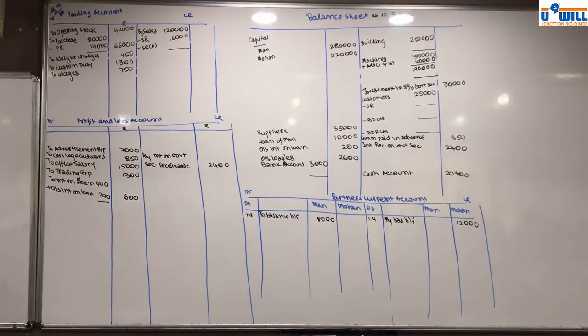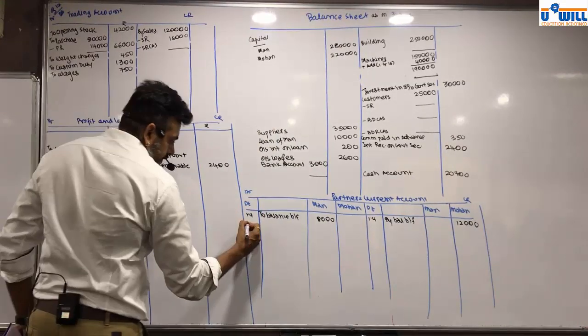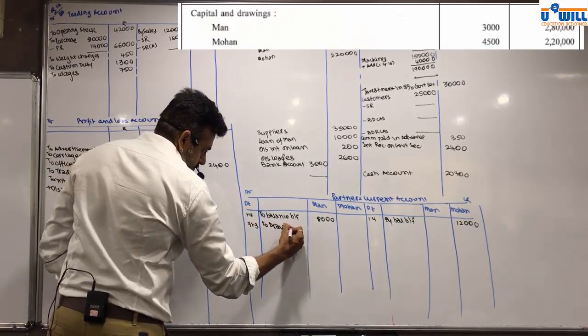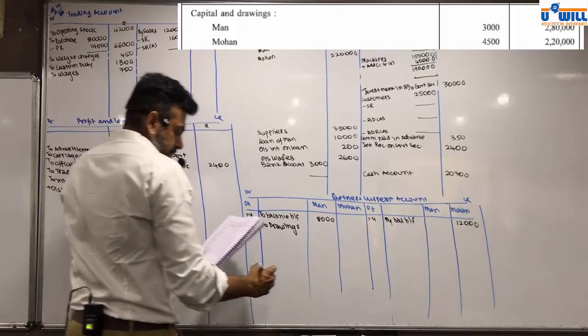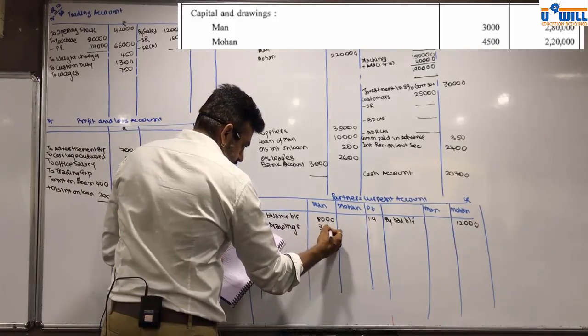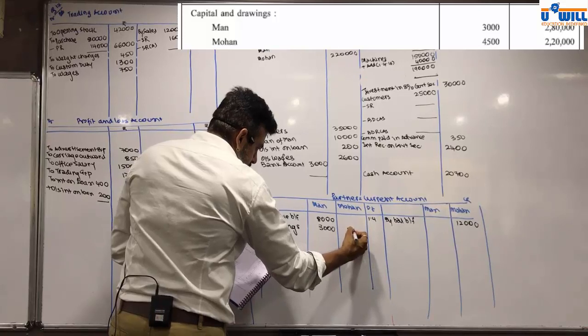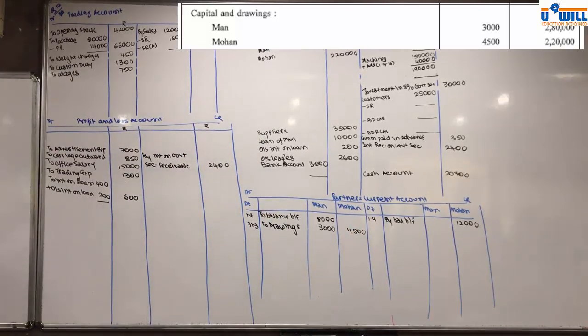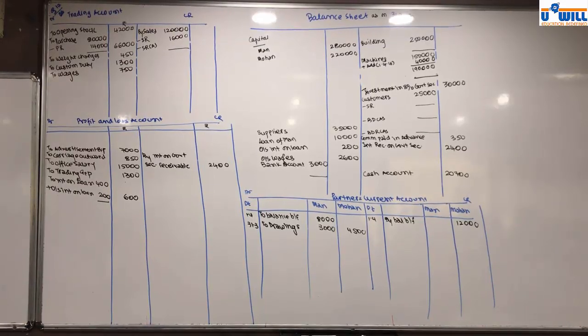Current account. Drawings 21.3. Two drawings, 3,000 and 4,500. Check out all we have done. We have given two effects for hidden adjustments. There were two hidden adjustments. Let's start with the closing stock.